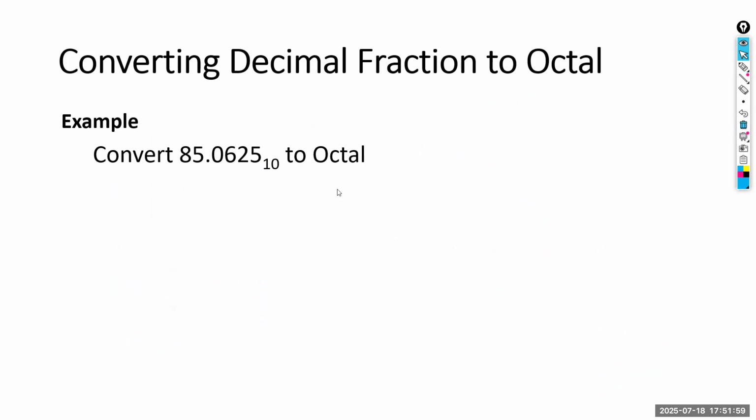Right. So now you can convert the full number into octal. For the whole number part, keep dividing by 8. For the fraction part, keep multiplying by 8. Do the two parts separately. Because now you want to convert the whole number and the decimal part both into octal.